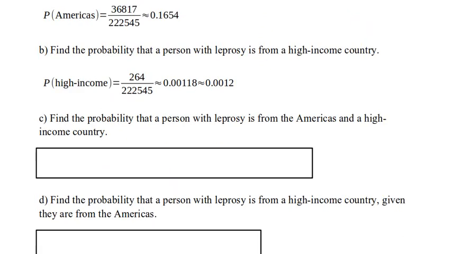Find the probability that a person with leprosy is from the Americas and a high-income country. So, of course, key here is the idea of and. Now, if you're like me, you'd probably be thinking, well, this is time to use our formula.